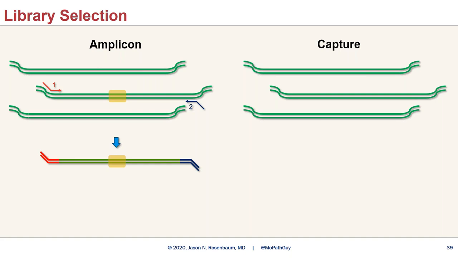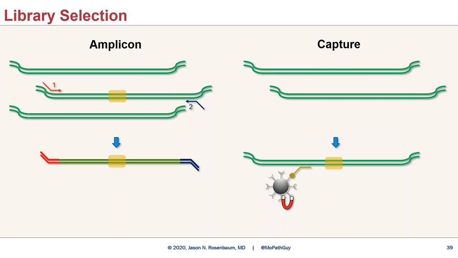In capture, you also need to know what you want to target. So we can continue to imagine that this is the BRAF V600 locus. But you'd use a single probe that binds nearby. And that probe can be conjugated to a moiety that binds something that can be pulled down. In this case, it's a magnetic bead. And when we apply a magnetic field, only DNA fragments that are bound to probe will be extracted from the solution.